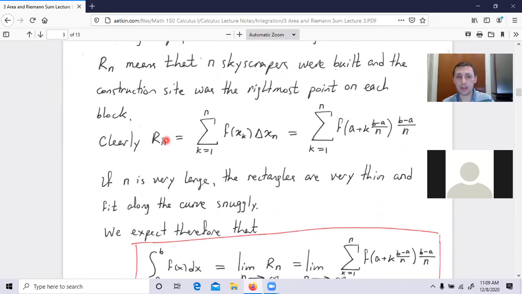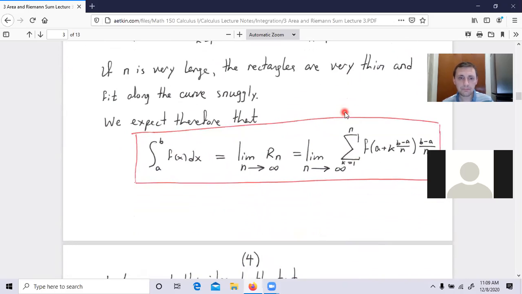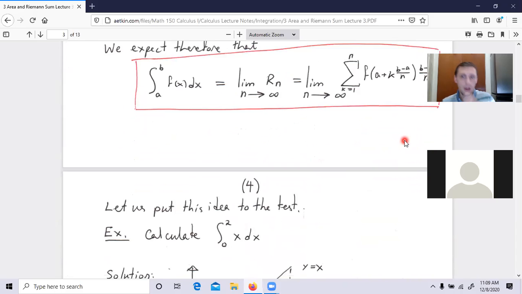So the R sub n will be simply written this way: f of a plus k times (b minus a) over n, times (b minus a) over n. And this is now the formula. You understand how that formula is supposed to work?